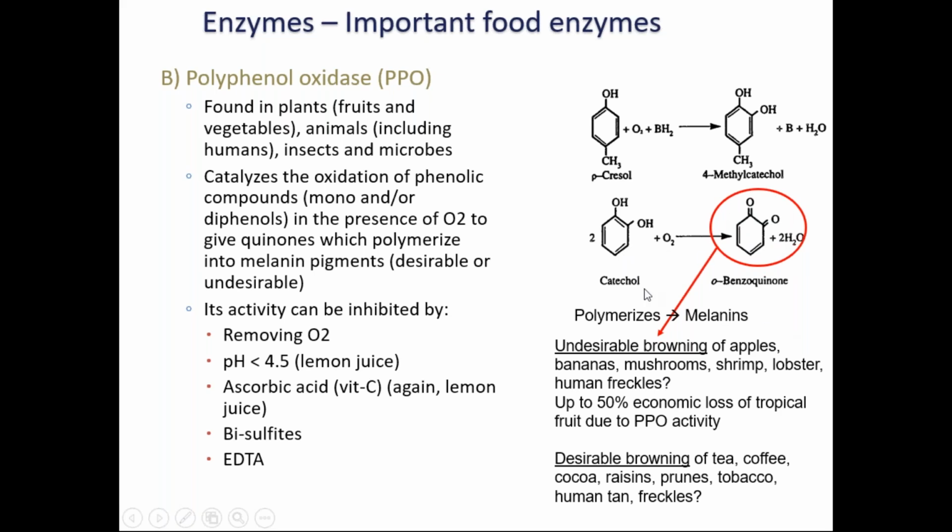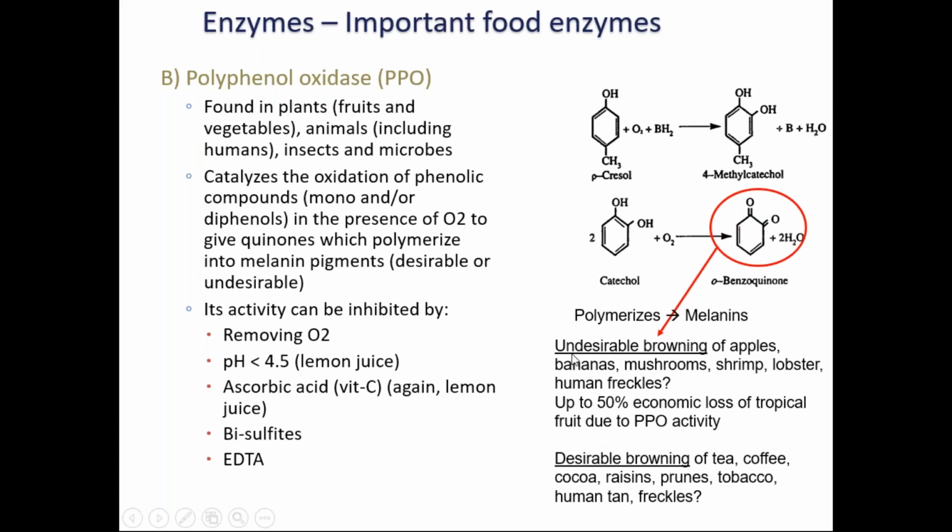These quinones polymerize and form melanins, and these cause undesirable browning, such as the browning of apple juice, apple slices, bananas, mushroom, shrimp, lobster, and also the freckles that you see on your face. Up to 50% of economic loss is observed. But we have desirable browning, where the browning of raisins, cocoa, prunes, as well as dates, tea, and coffee is required. So here you have the good, and here you have the bad.